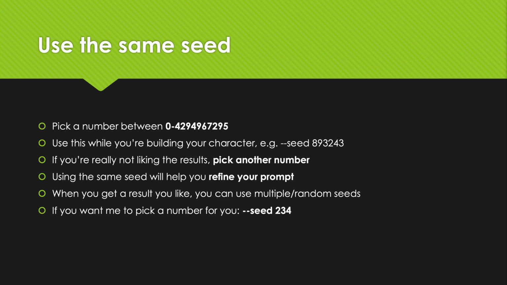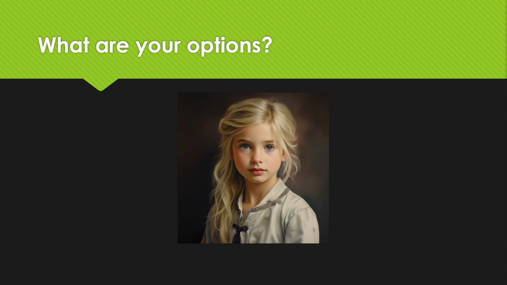But let's continue. So let's start by using the same seed. Pick a number between 0 and 4,294,000,000, whatever that number is. And then you use this while you're building your character. And if you're not really liking the results, you pick another number using --seed and then that number. Using the same seed will help you refine your prompts. When you get a result you like, you can use multiple or random seeds. And if you want me to pick a number for you, it's --seed 234. There we go.